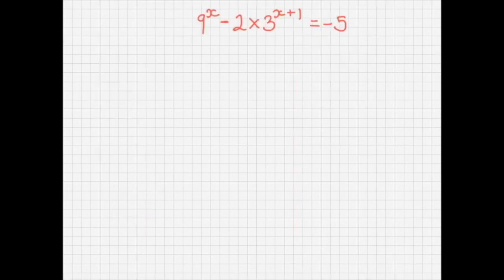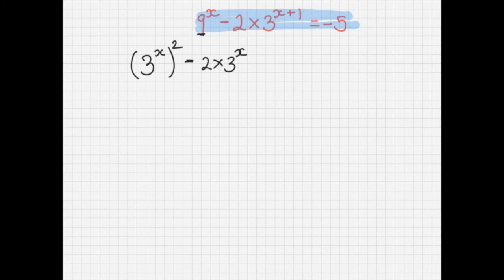In this question, we have to solve for x given this equation. Firstly, what we will do is turn the 9 into base 3. You will see why that will be helpful. 3 squared is 9. Now we know the exponent rule, that when we have an addition in the exponent, we can multiply it like this. And then we have -5 here.